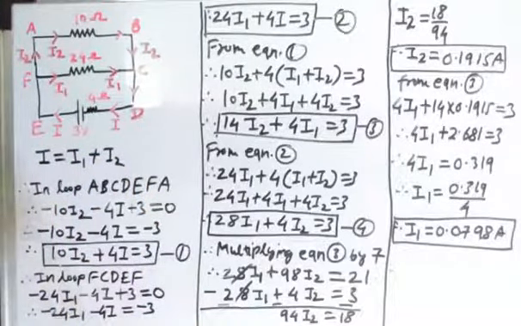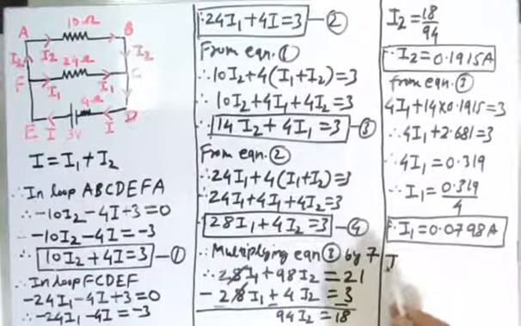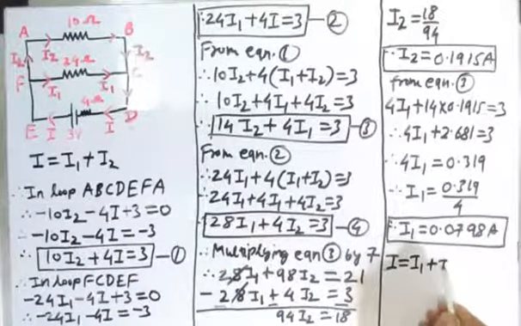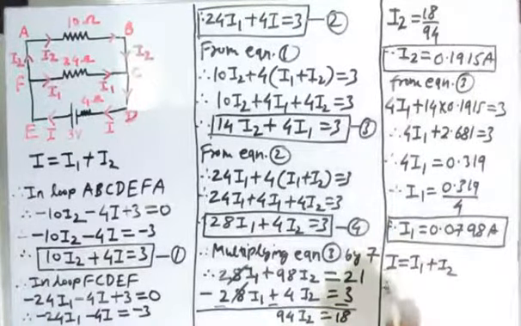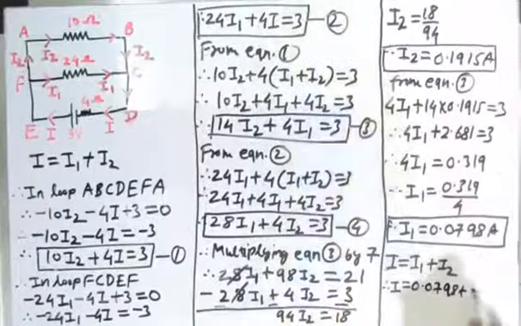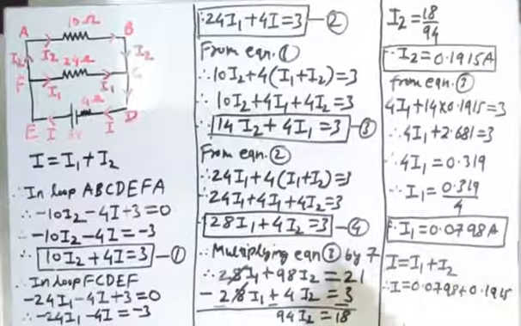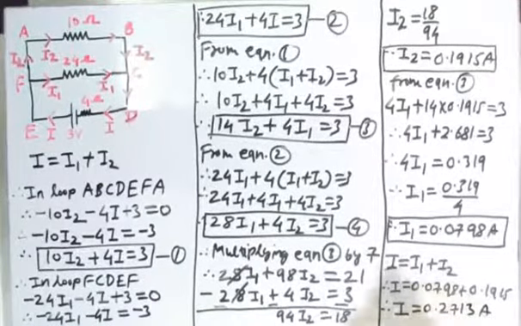Now the total current I, we can find as I is equal to I1 plus I2. So we are just going to add these two values. Therefore, I is equal to I1, that is 0.0798, plus I2, that is 0.1915. Therefore, the value of I, that is the total current flowing through the branch DE, is 0.2713 ampere.